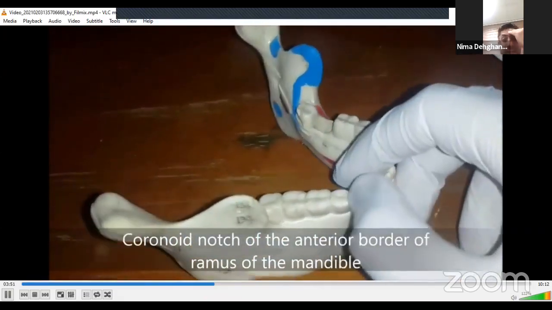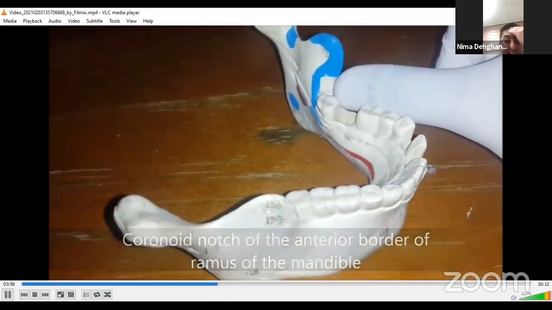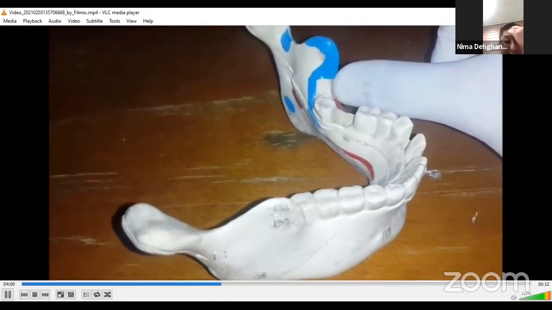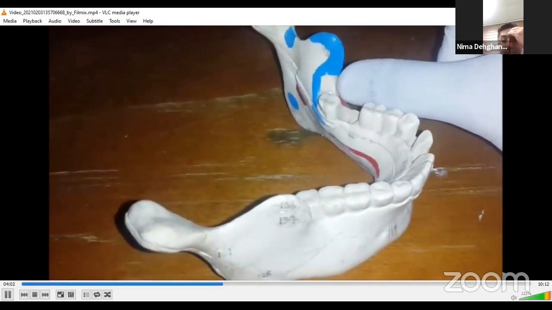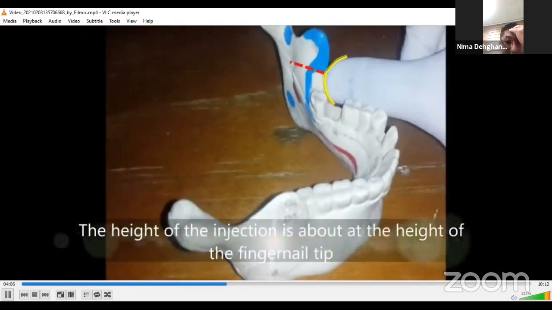We start our block by identifying this coronoid notch by means of the thumb. The height of the injection coincides with the midpoint of the fingernail. In most patients, this line lies 6 to 10 mm above the occlusal plane.